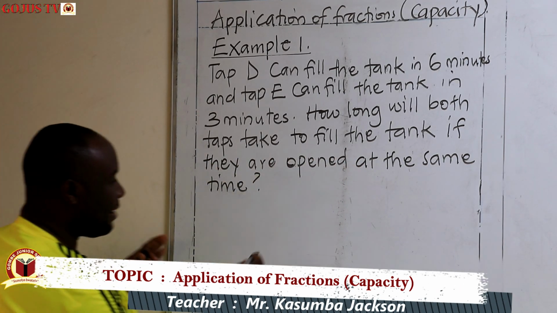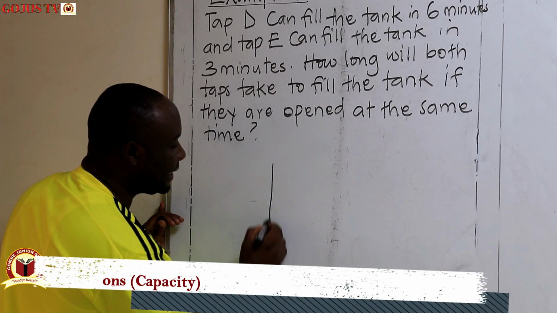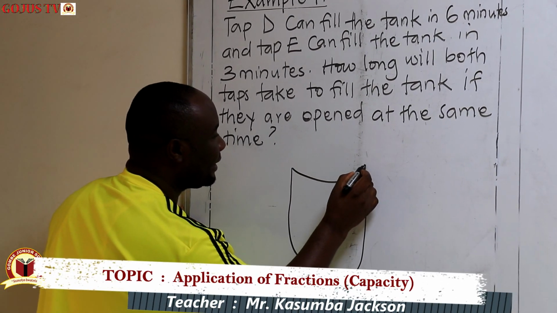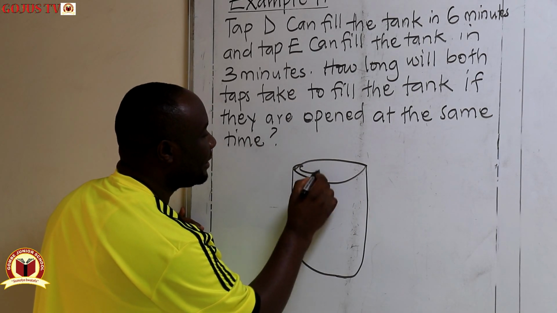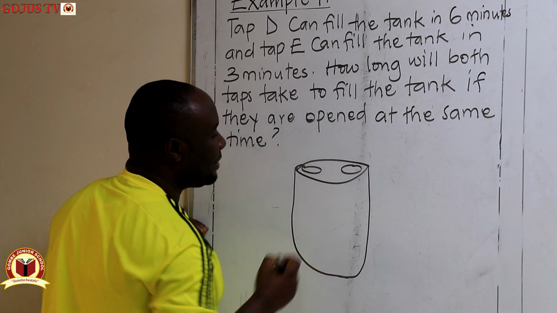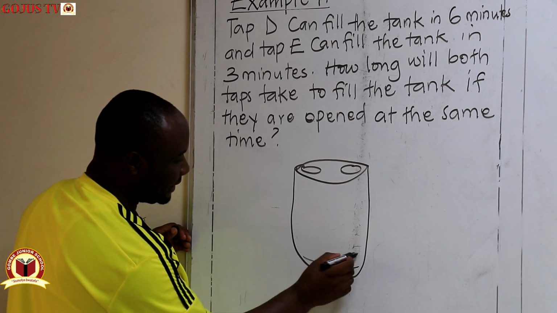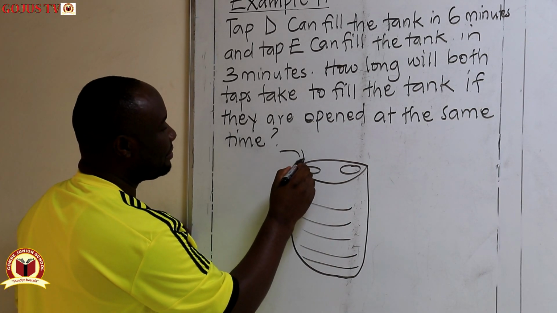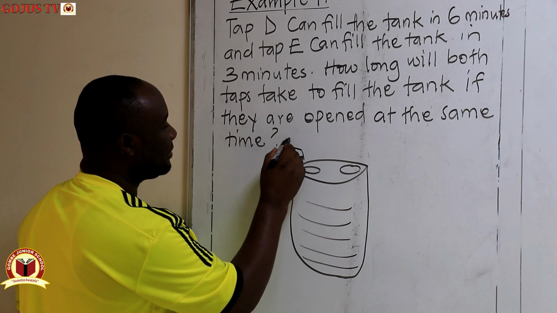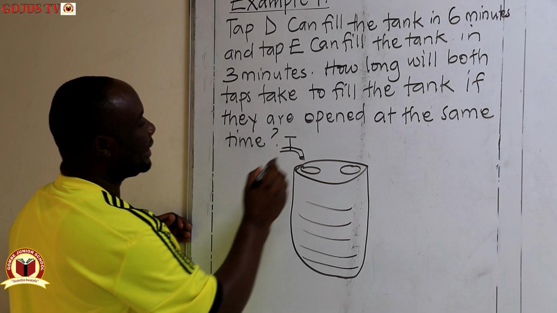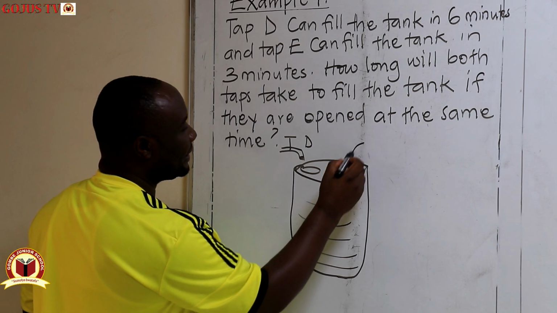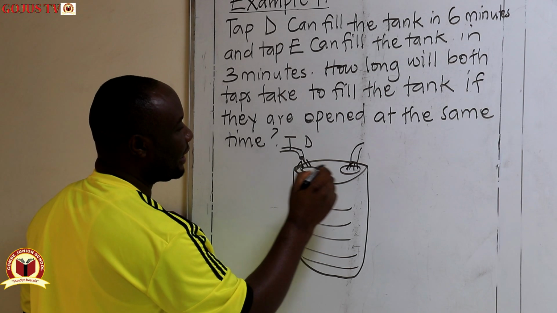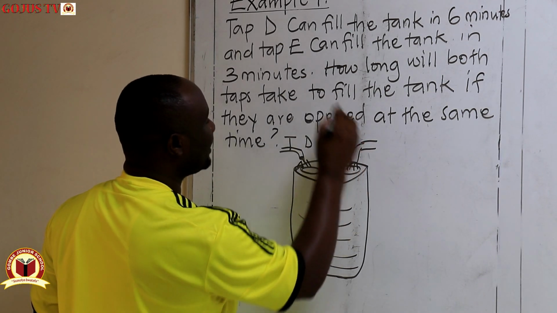I want to imagine I have a tanker. I'm sketching something small here to represent a tanker. It can be of that cylindrical nature. That is the tanker. We have 2 taps. I have a tap, which I can call D, and I have a tap which will also put water in this tanker, and this one is called tap E.